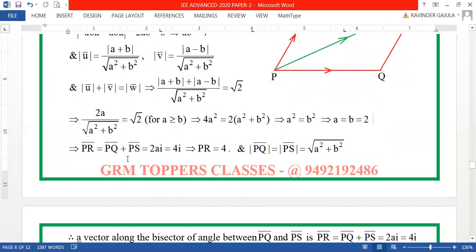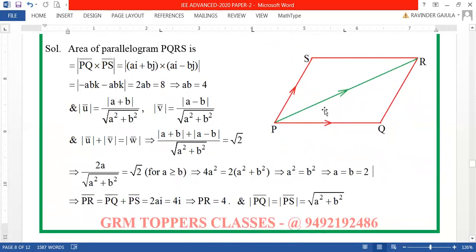PR bar is the diagonal here. From this diagram, this is PQ bar, this is PS bar, this is PR bar. So PR bar equals PQ bar plus PS bar, which is 2A i. Because AB equals 4 and A square equals B square means A equals B, so A equals B equals 2. So that 2A i will be 4i, and its magnitude will be 4, so the length of the diagonal will be 4 units.